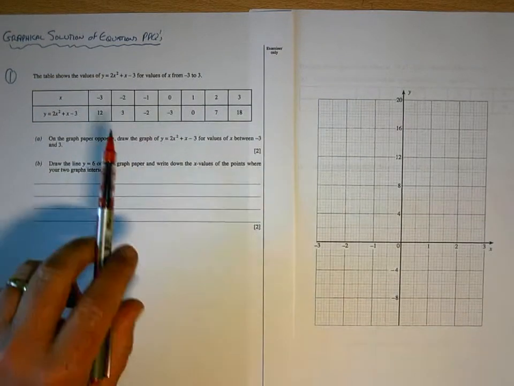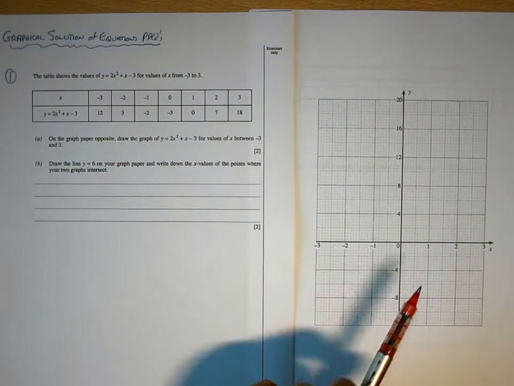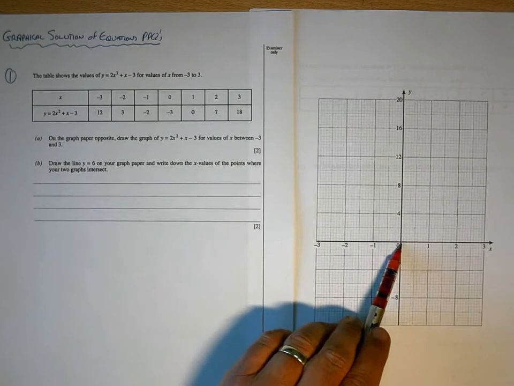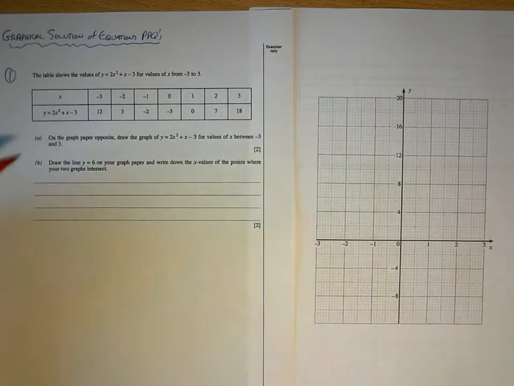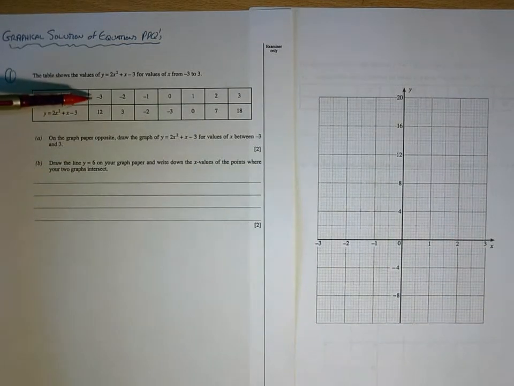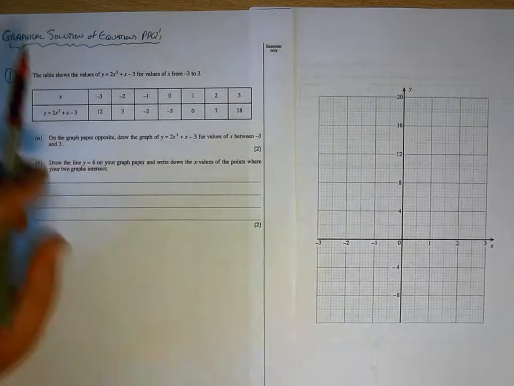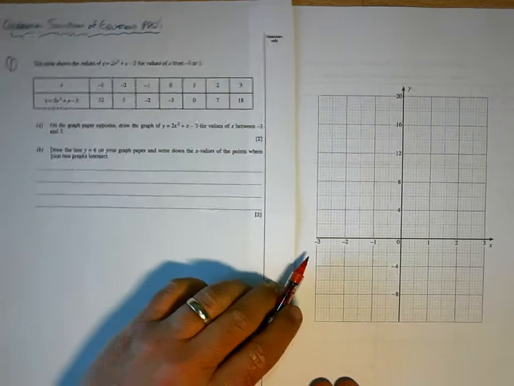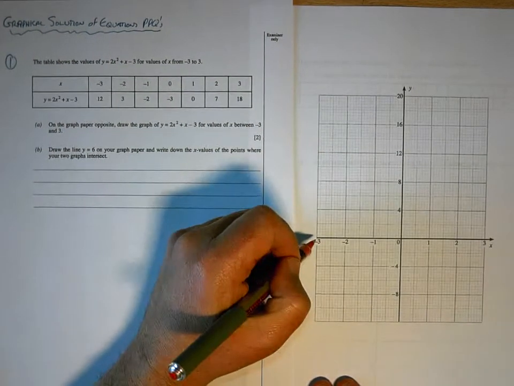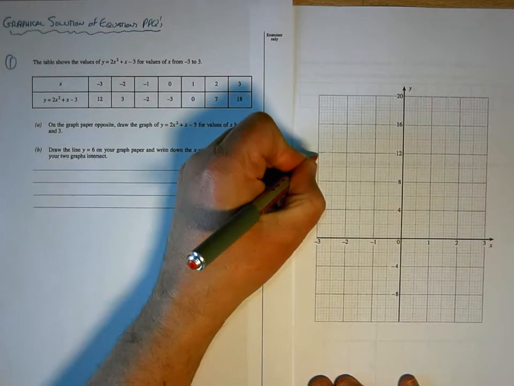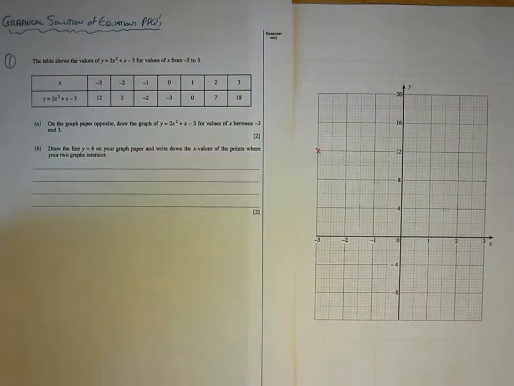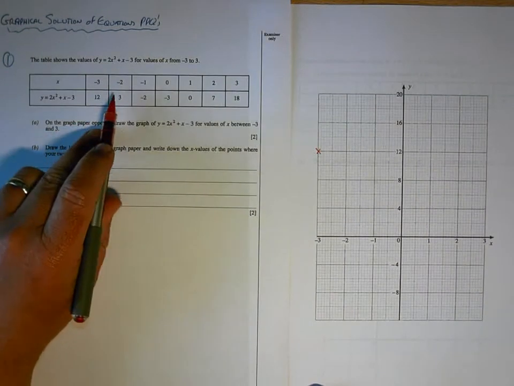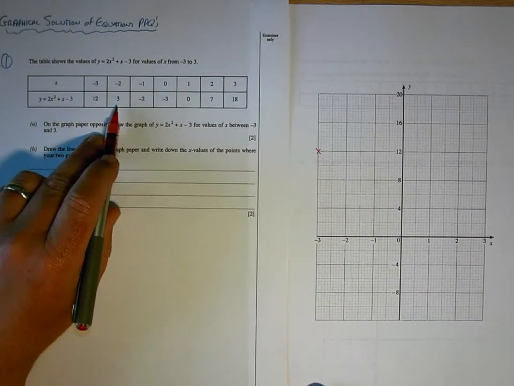But you need to remember that when plotting points on a graph, the x coordinate takes you across and the y coordinate takes you up. And the pairs that we've got here, when x is minus 3, y is 12. So when x is minus 3, y is 12, which is going to be there, put across. The next one you're going to plot is minus 2, 3.